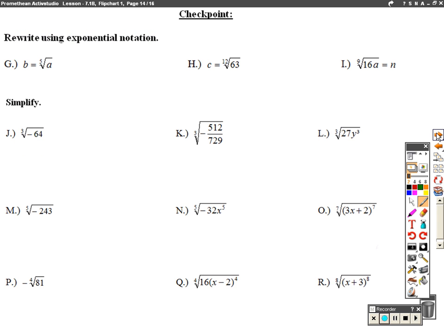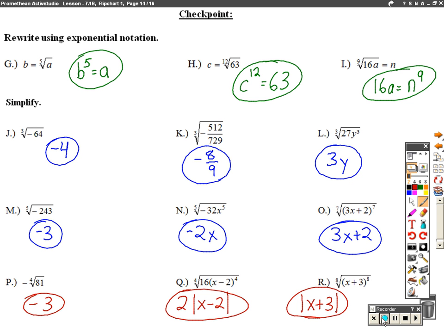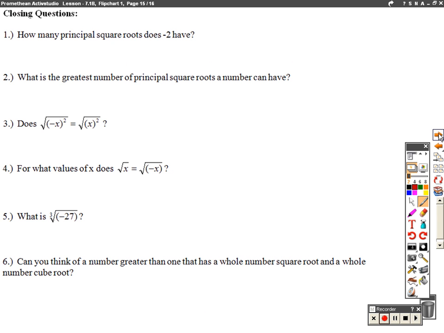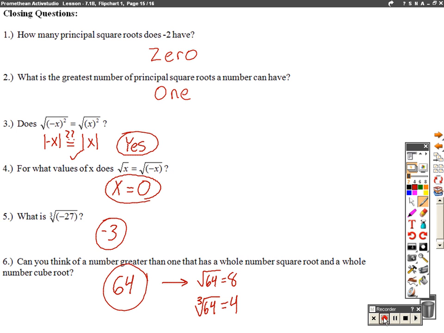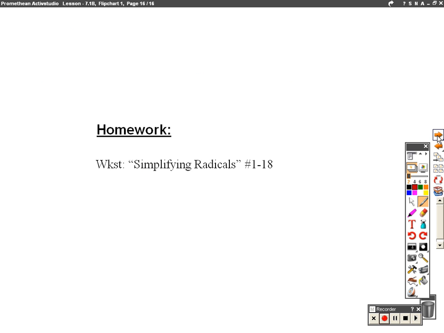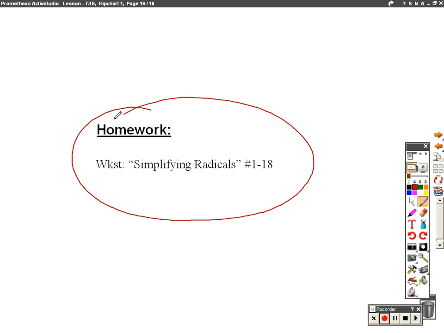Okay, why don't you pause the video here and work on those checkpoints. Check back to see how you did. Okay, go ahead and check to see how you did. And finally, the closing questions. Okay, check your answers to those closing questions. And your homework is going to be the next worksheet in your packet, numbers 1 through 18 all.